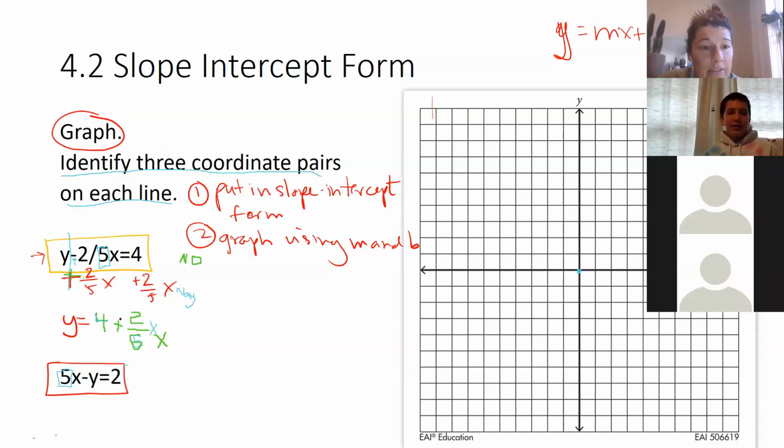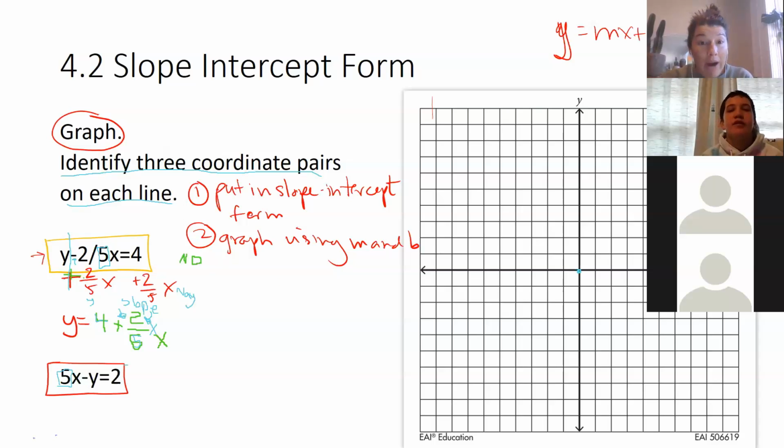Good job working together, guys. So the 4 is our what? And the 2/5 is our what? Good, slope is 2/5. Is it a positive or a negative 2/5? And that 4 is our what? 4 is the y-intercept. Good work.